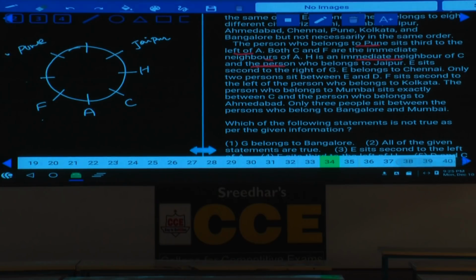Next one, E sits second to the right of G, and E belongs to Chennai. As E sits second to the right of G, now tell me whether G can be at this place or not. If G is here, then E must be Pune. But as clearly given, E is from Chennai. Hence G cannot be at this place. Are you following this one or not? And similarly, G cannot be here.